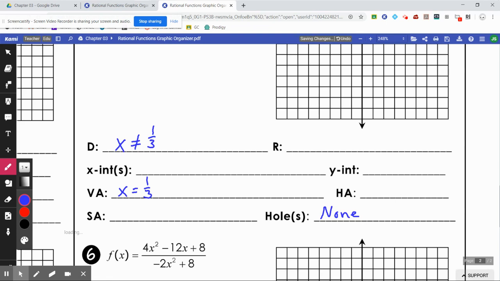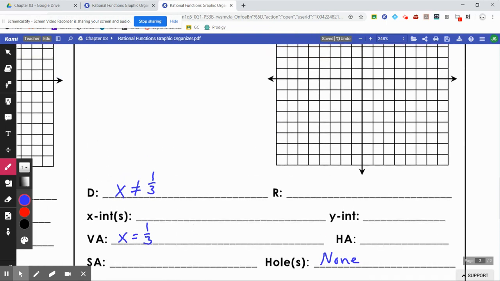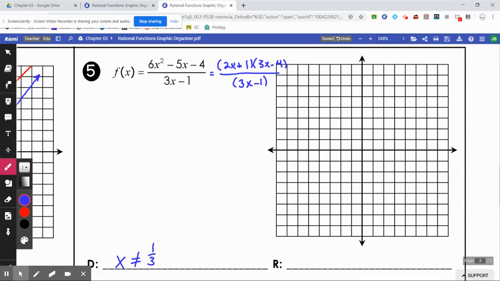Now let's check for a horizontal or a slant asymptote here. Let's look at the powers of the top and bottom. You have a 2 and a 1, so therefore that's going to be a slant asymptote.